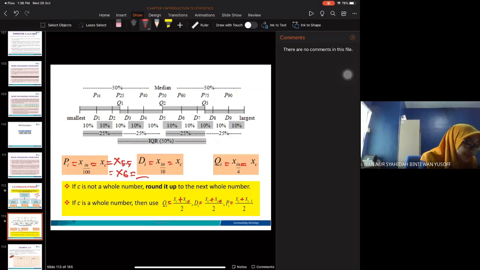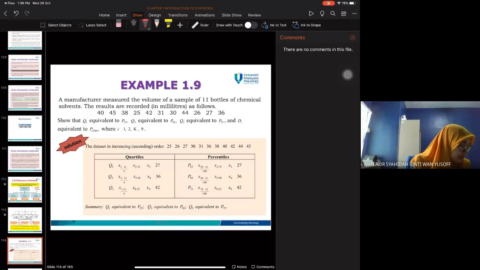Okay, clear? If C is a whole number, what to do? Let's say that you get C as 5. So 5 is a whole number. So we add the next number, which is at 6, and then divide by 2. Then you will get your answer. So this one is when C is not a whole number, and this one is when C is a whole number, for all these three measures: percentile, decile, and quartile. This is the example you can go through.